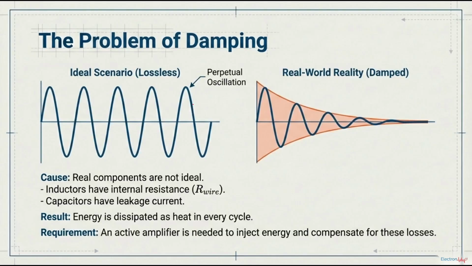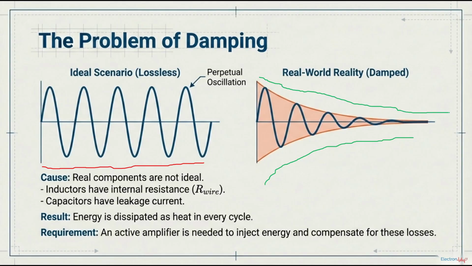And just look at the difference here. On the left, that's the dream. A perfect, beautiful sine wave that goes on forever. On the right, that's reality. With every single cycle, the wave gets a little bit smaller and smaller until it just fizzles out and dies. This decay is called damping, and it's the number one enemy of any oscillator.